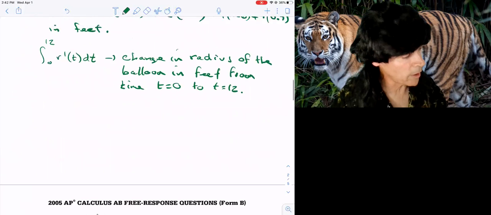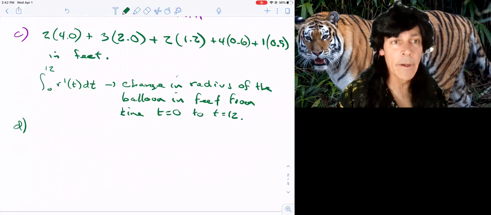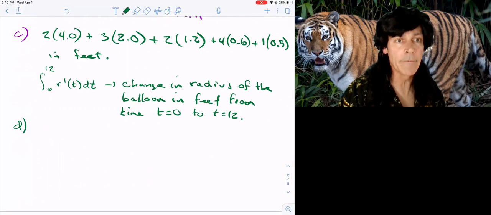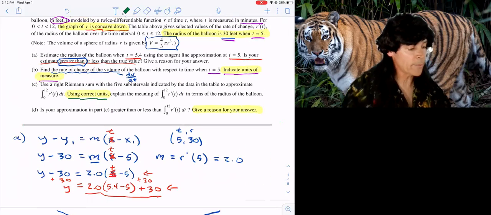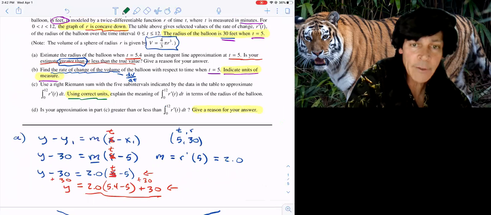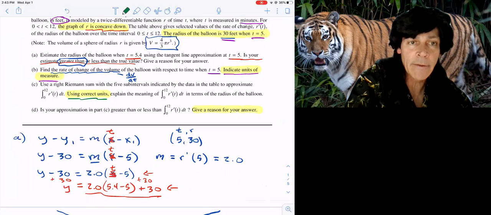All right, moving on. Part D, and we're done. Is your approximation from part C greater than or less than the actual definite integral? Give a reason for your answer.